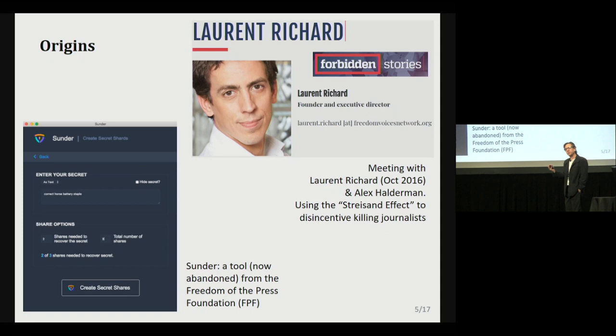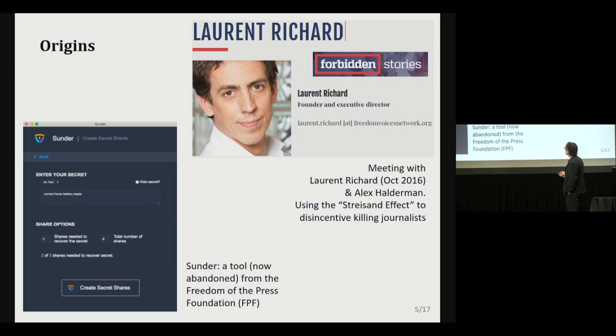And the hope was that this would disincentivize the killing or imprisonment of journalists by exploiting what's called the Streisand effect. This was this well-known case in which singer Barbara Streisand complained vociferously about some pictures of her Malibu estate being put online, and so it had actually attracted much more attention to the issue. So the idea is if you kill a journalist, then maybe it will get worse for you.